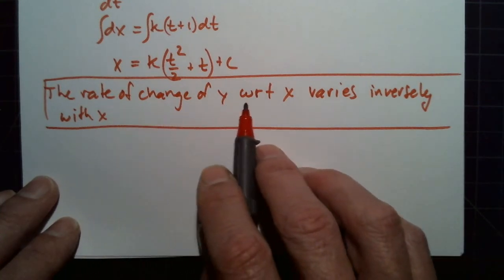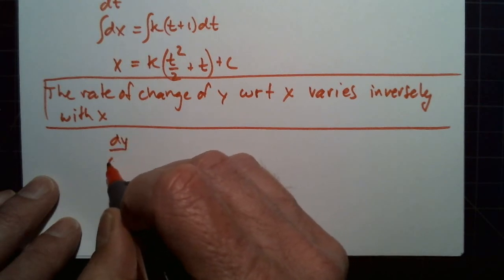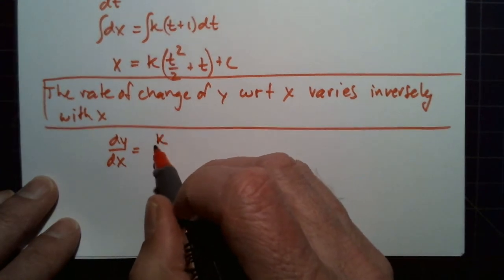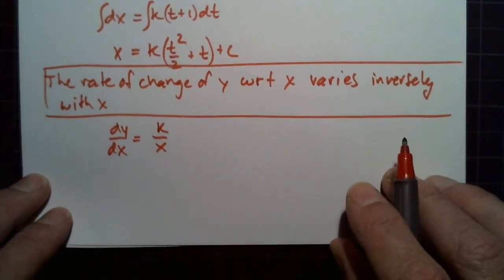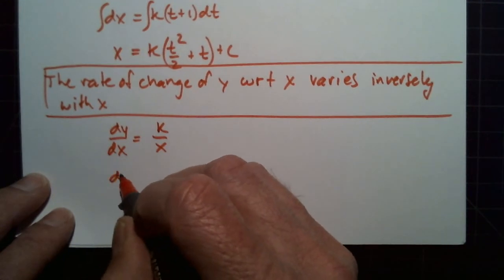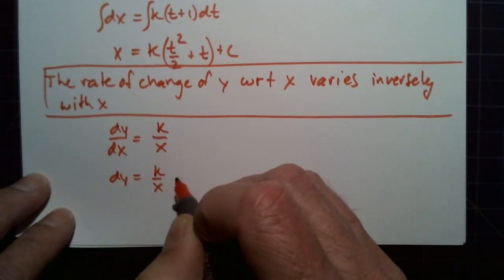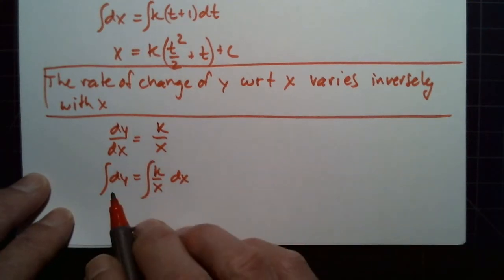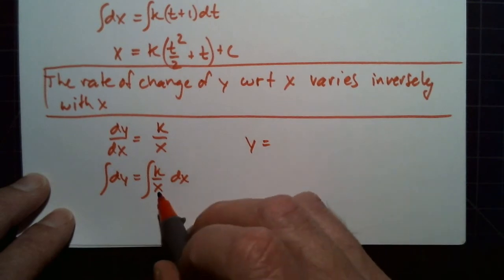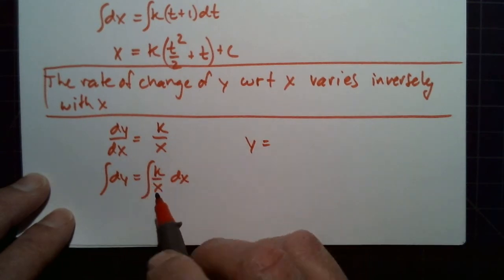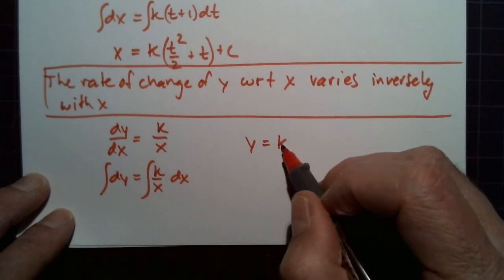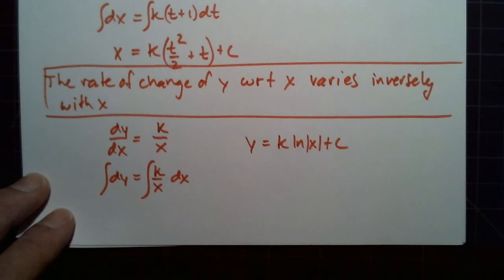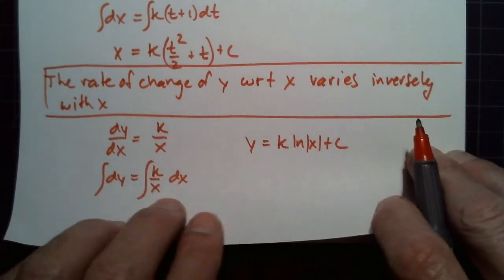Rate of change of y with respect to x, so that's dy dx, varies inversely with x. So we have k over x, and now we separate the variables and integrate. So we get y is, and this k could be on the outside, we have 1 over x, so that's k ln x plus c.